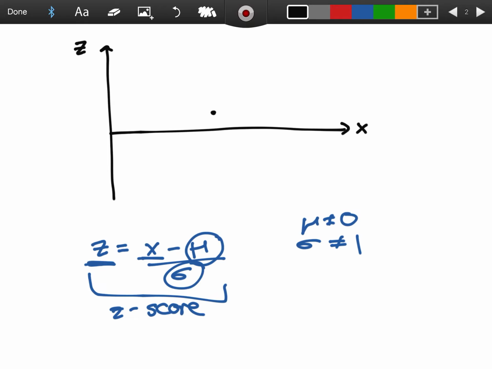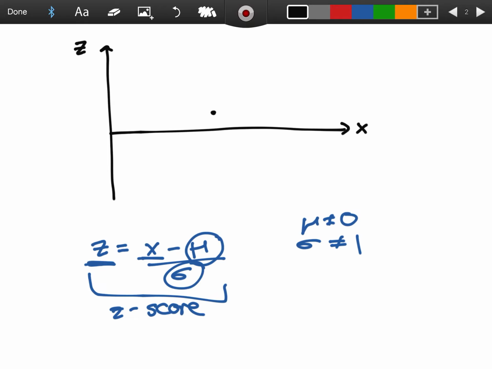So for each x, I'm going to plot x against z for each of the data points. Now, think about what we are doing when we do this z transformation, when we figure out the z-score for each x value. Think about what I'm doing here.